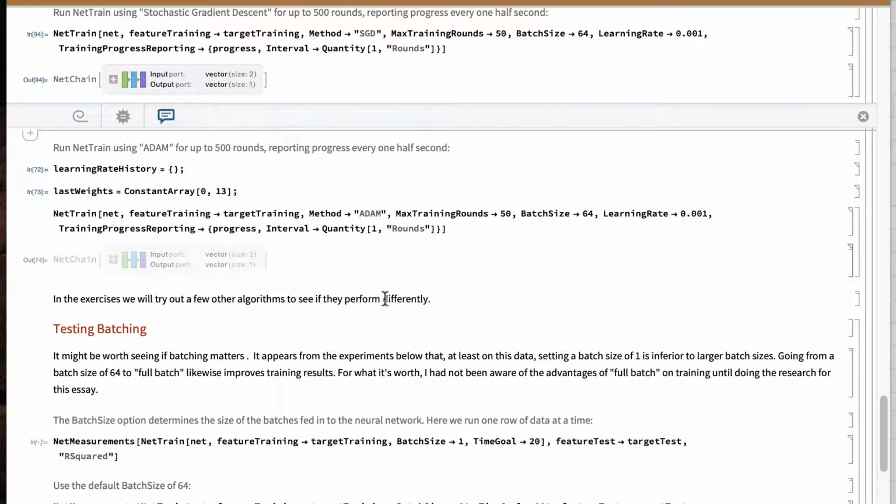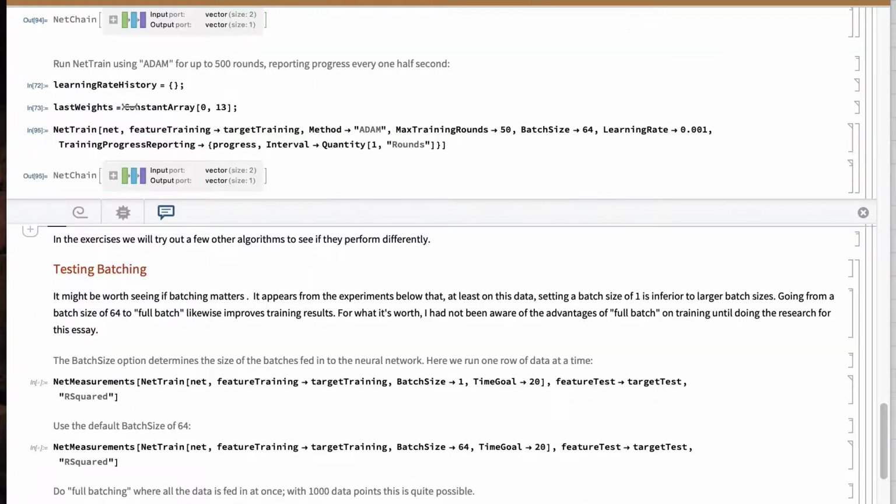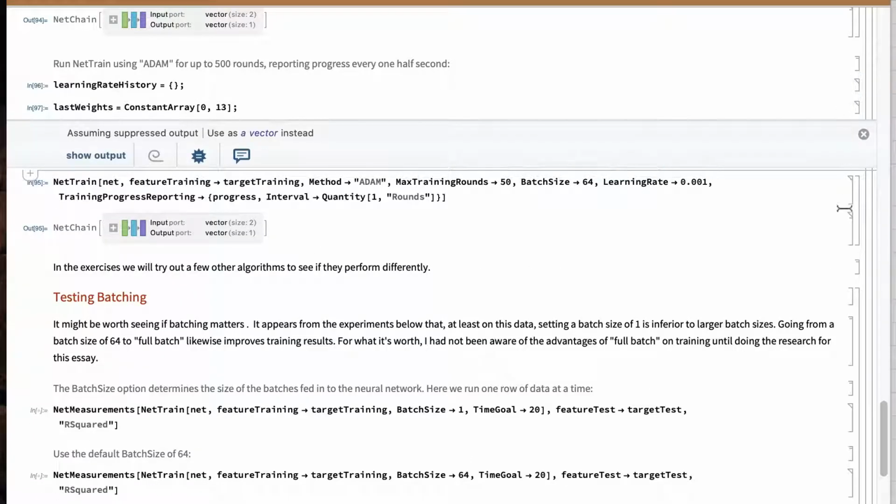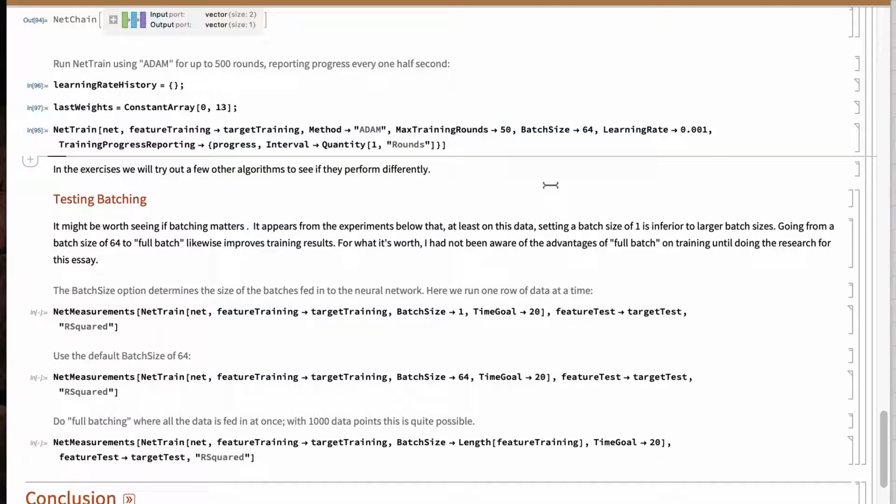Okay, so that's stochastic gradient descent. Let's see how our friend Adam works. Everything's the same except for the method. Let me make sure I reinitialize stuff. Get rid of the run where I forgot to reinitialize.